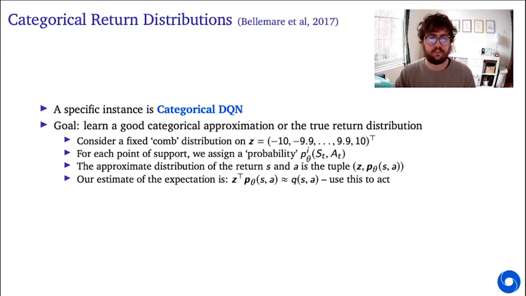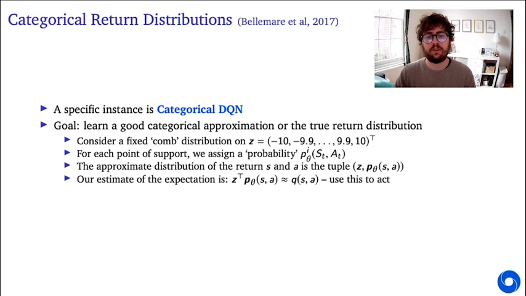So the first instance that I want to talk about is what is called the categorical DQN agent. The objective of this agent is to learn a categorical approximation of the true return distribution. So how do we do this? Well, first, the agent needs to define some fixed comb distribution to act as a support for expressing the categorical approximation of the returns. So for instance, we might allow the return to assume any fixed value between -10, -9.9, -9.8, -9.7, all the way up to +10.